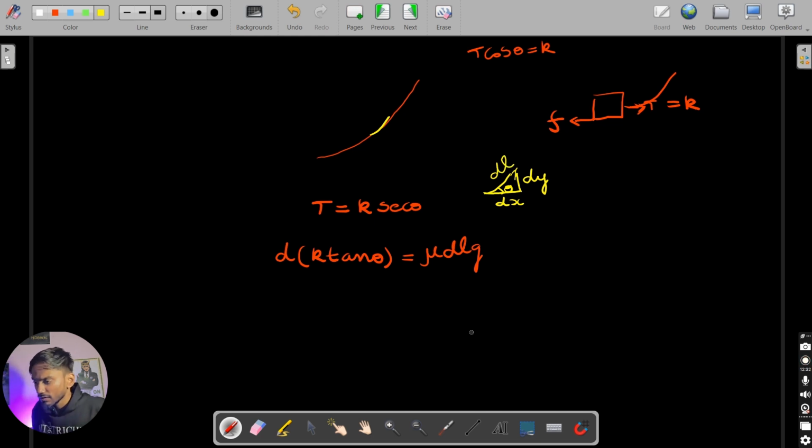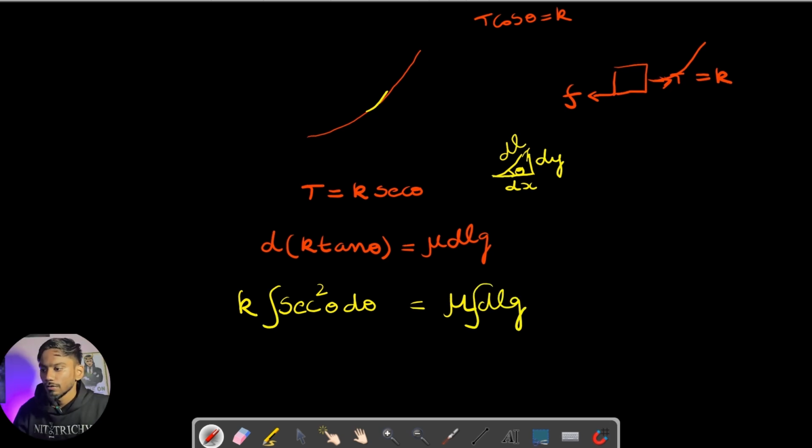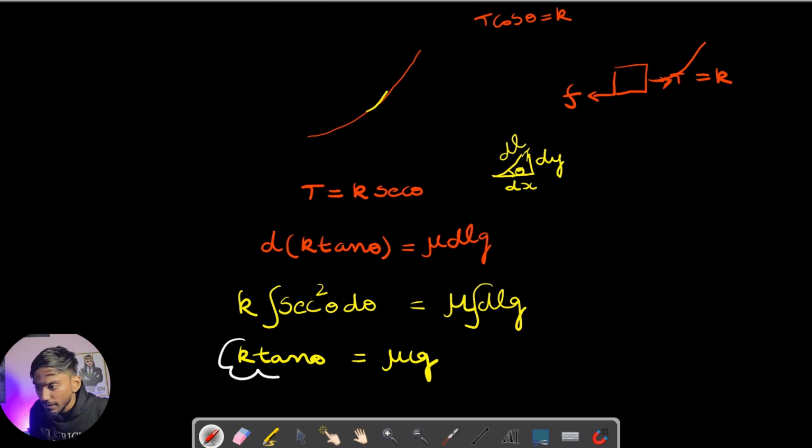Let's forget about this for some time. Let's solve this. K times d tan theta is K times secant square theta d theta, equal to mu into dl into g. So what is the integral of secant square theta d theta? That is tan theta. So K tan theta is equal to mu into L into g. We have completed this. We require two equations because here we have two unknowns. Let's keep this aside for some time.